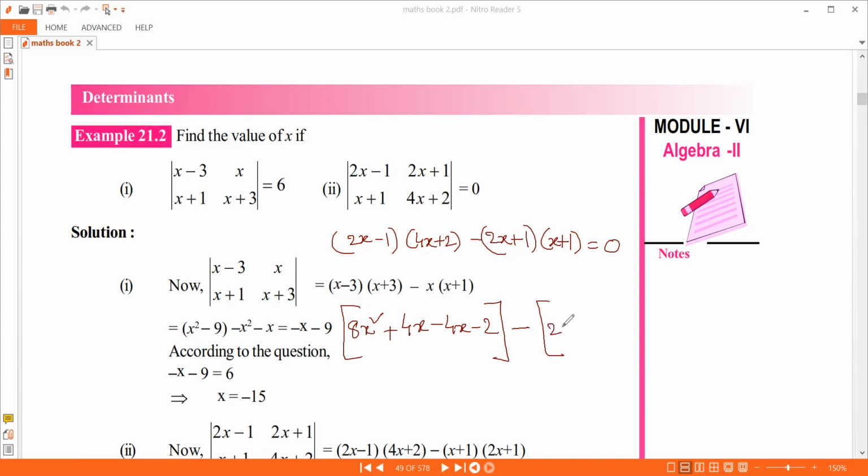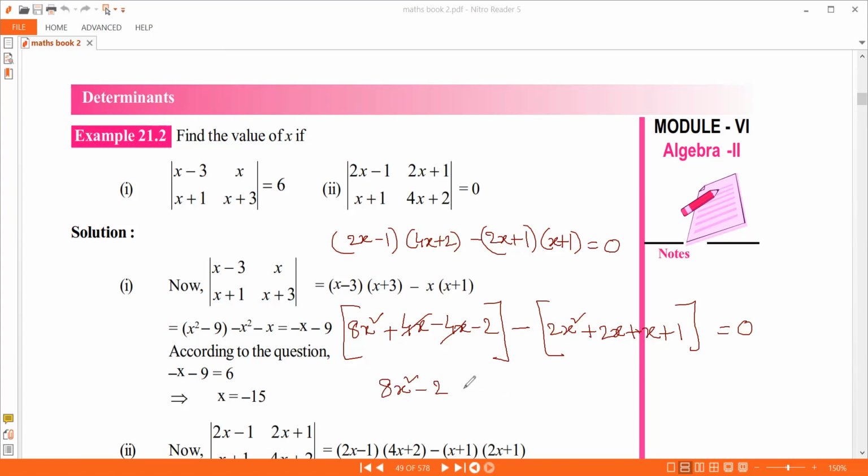2x into x is 2x square. 2x into 1 is 2x. 1 into x is x. 1 into 1 is plus 1. So that is equated to 0. So now let's check the things. This 4x and 4x part is over. 8x square, minus 2 is left here. 8x square minus 2.